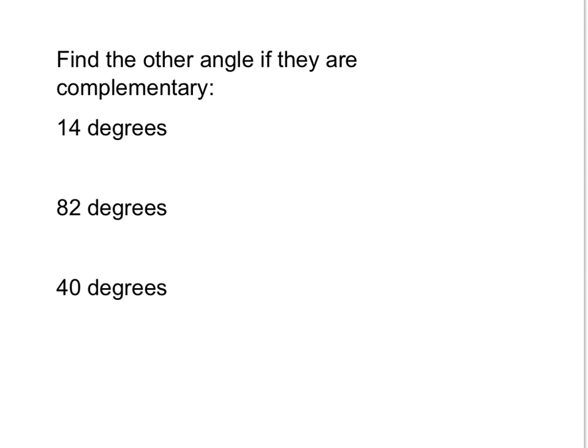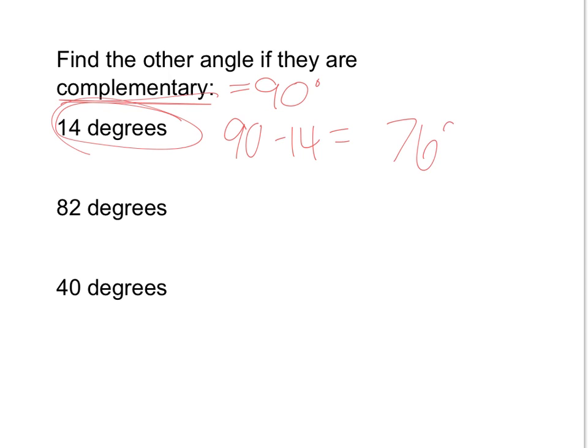So one thing we can talk about here is find the other angle if they're complementary. So we said complementary means they add up to 90 degrees. So if I'm telling you one of your angles is 14 degrees, what could one be that's with it that makes it complementary? So we think complementary means 90 degrees, so we just take 90 minus 14, and we get our answer. So we know if we took a 14-degree angle and a 76-degree angle that they're complementary to each other.